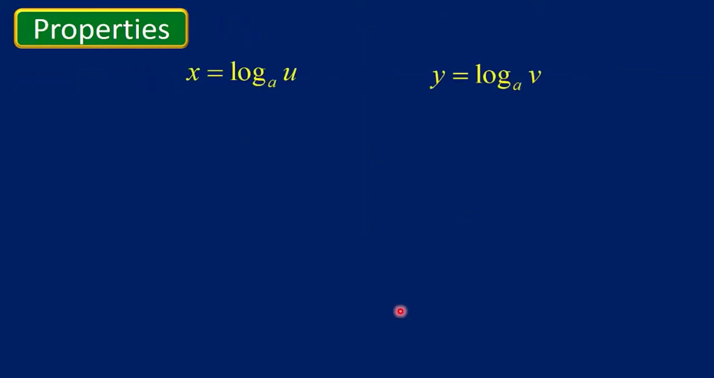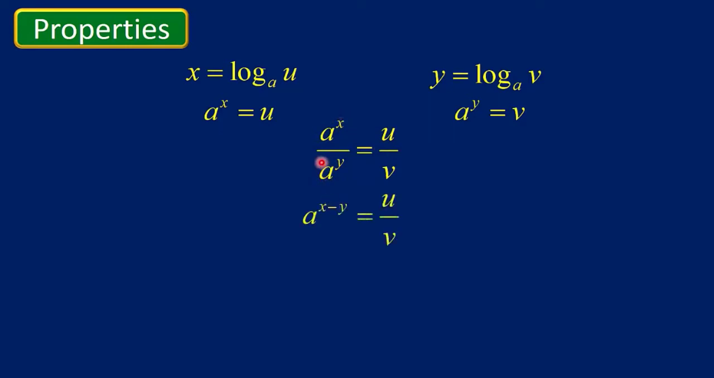Now, let's go back and look at this same thing. x equals log base a of u, y equals log base a of v. Let's convert these to exponent form, and this time we'll divide. Instead of multiplying a to the x times a to the y, we'll divide. So a to the x divided by a to the y is the same as u over v. Now, once again, we'll use a property of exponents to rewrite this as a to the x minus y.